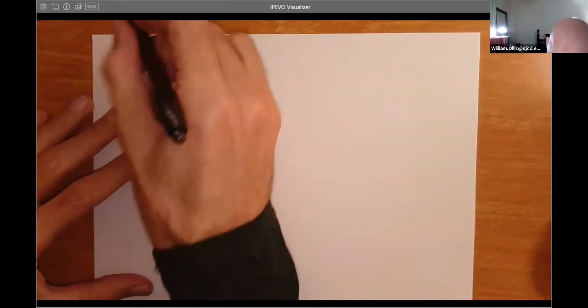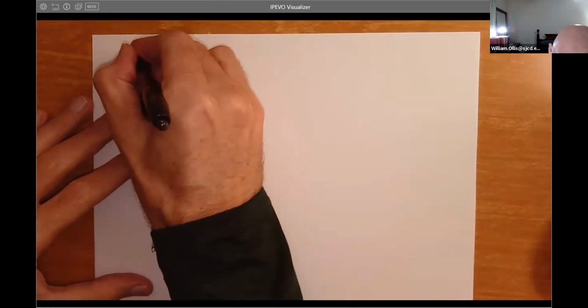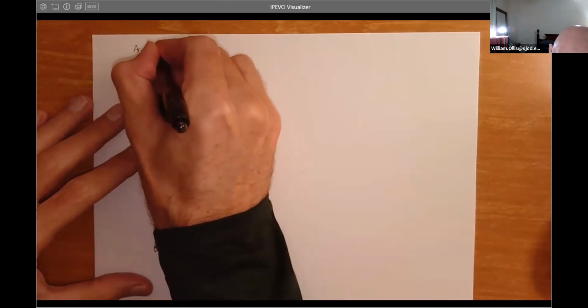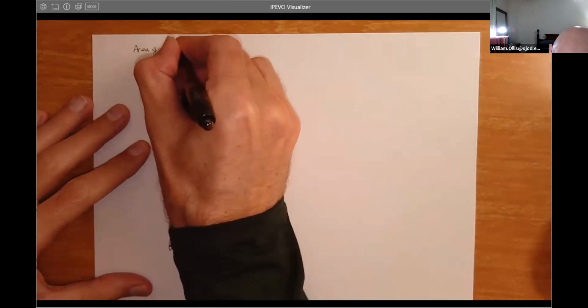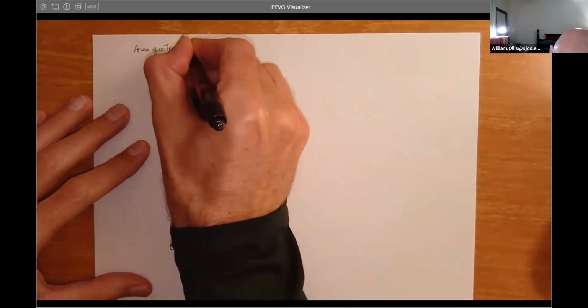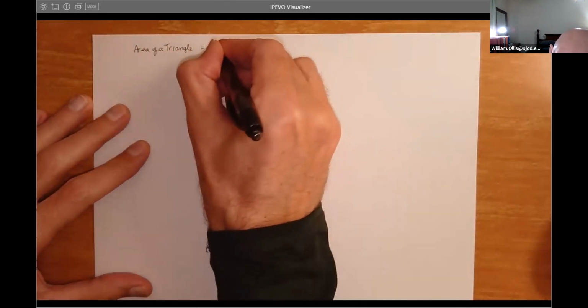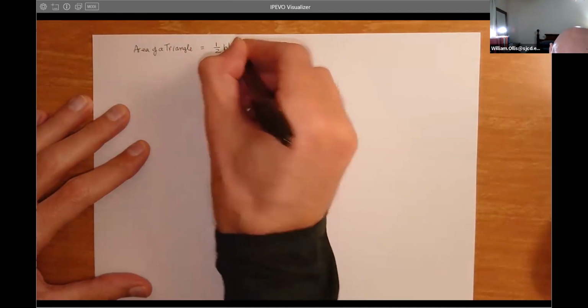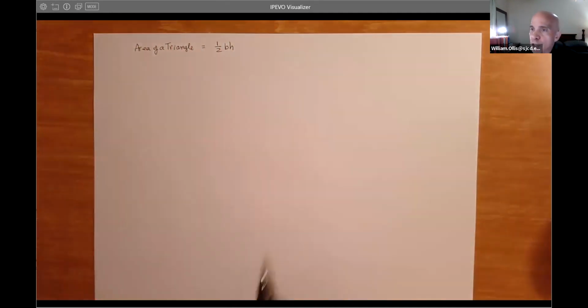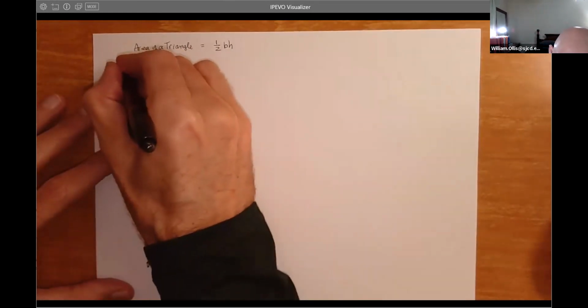Okay, so let's use it to solve for a new formula. So as all of you smart people said, the area of a triangle is 1/2 base times height. Okay, so let's use that to get a generic form for area using trig functions. So here's our theorem.